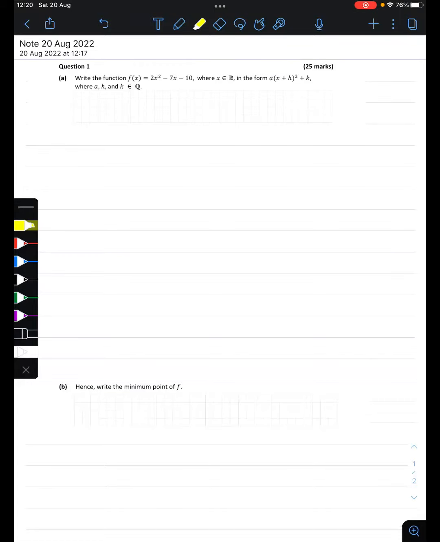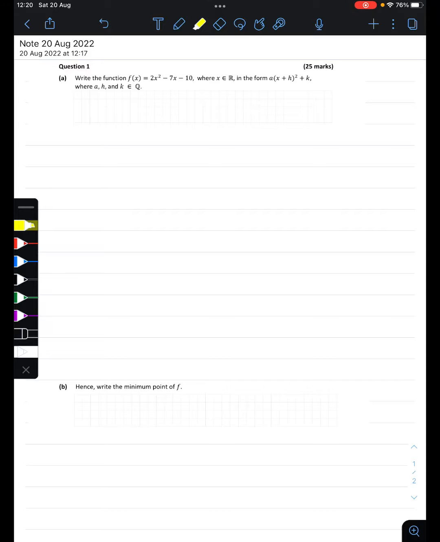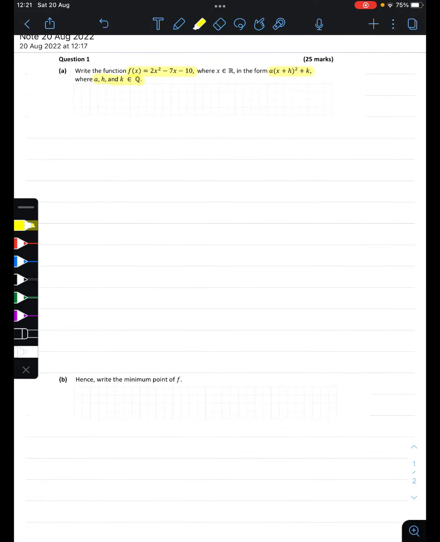Hi guys, so today we're going to take a look at question 1 of the 2017 exam paper 1. So we want to write the function f of x equals 2x squared minus 7x minus 10, where x is real, in the form a times (x plus h) squared plus k, where a, h, and k are rational numbers. Essentially they're asking us to complete the square.